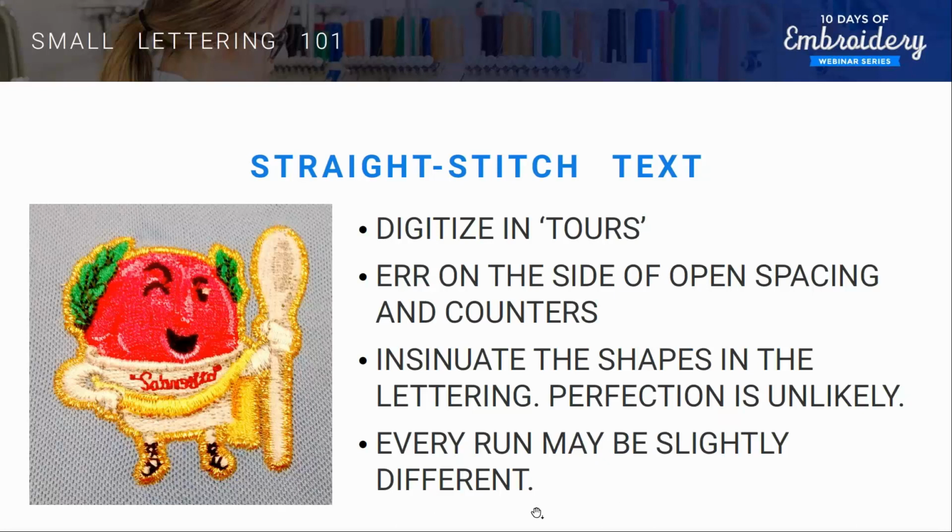Also, every run may be slightly different. When you get to these incredibly small sizes, it only takes a little bit of wiggle in the needle or a little bit of deflection to go on one side or another of, say, a line of fill that's underneath it or of a rib that's in the knit. So you're not always going to have exact perfect runs on straight stitch text at the smallest sizes. What I'm going to do here is switch off to my digitizing software and see if I can show you just a little bit about straight stitch text before we go on.